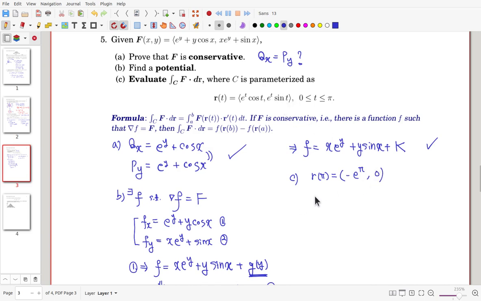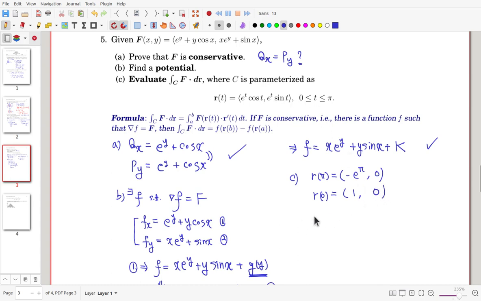Now, how about the beginning point? T is 0, then x is 1, and again this is 1. So it's 1. T is 0, then y is 0. So there is 0. We found that.